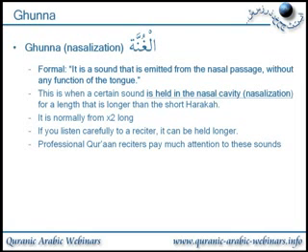And really, you could think of this as humming. So if you just hum, you'll see your tongue doesn't move, and the motion of the humming is done in your nasal cavity. And that's a bit like the Ghunna.